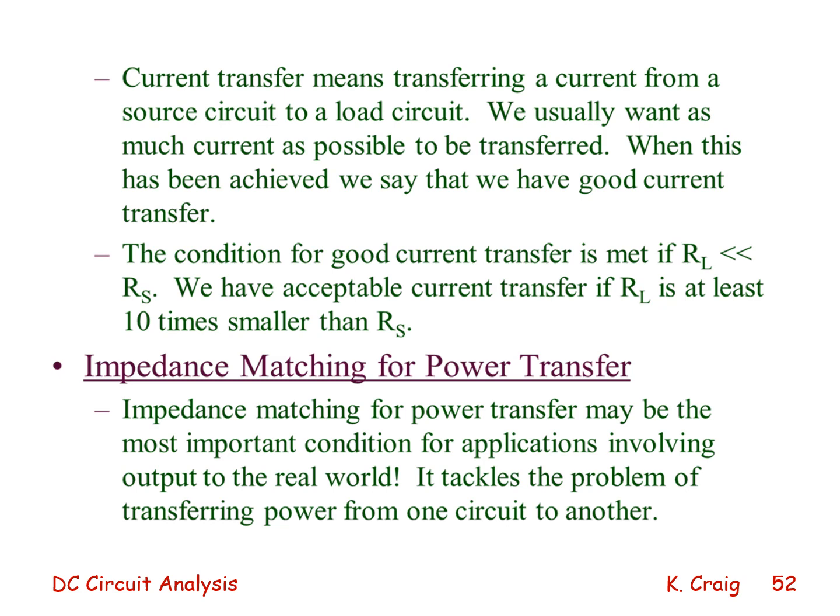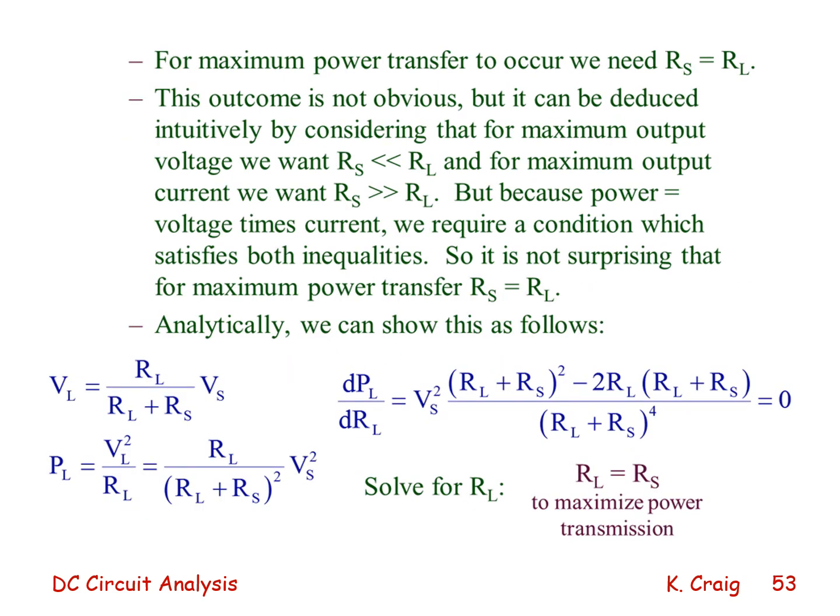Lastly, impedance matching for power transfer, which is probably the most important of the three. Impedance matching for power transfer may be the most important condition for applications involving output to the real world. It tackles the problem of transferring power from one circuit to another. For maximum power transfer to occur, we need the source resistance to equal the load resistance, or equivalently, the source impedance to equal the load impedance.